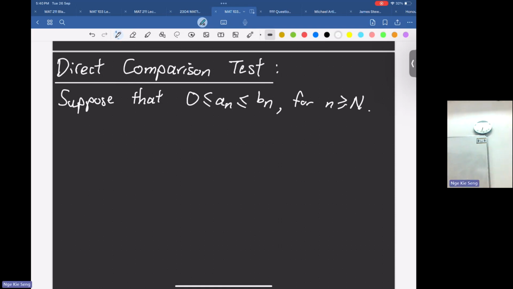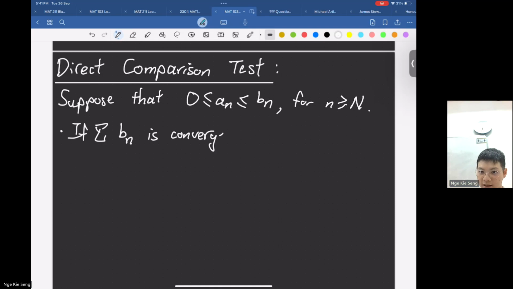After a certain big N, we don't care about finitely many terms. After a certain big N is enough. This is our philosophy here: anything that works in the tail works for everything. If it works after a big N, then the series of bn converging implies that the series of an converges.